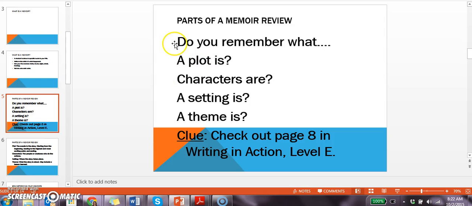Some parts of the memoir include a plot, characters, setting, and a theme. Do you remember what each of these are? See if you can guess what each of these terms are, and then pause the recording to maybe jot down 1 or 2 words about each of these terms.